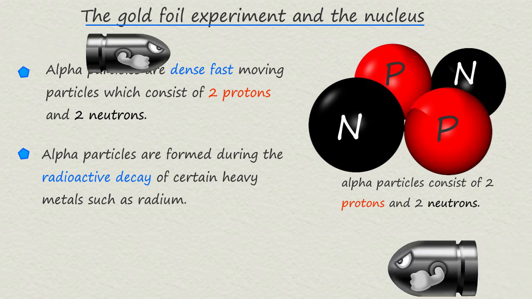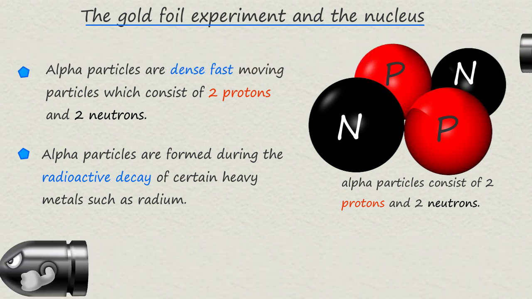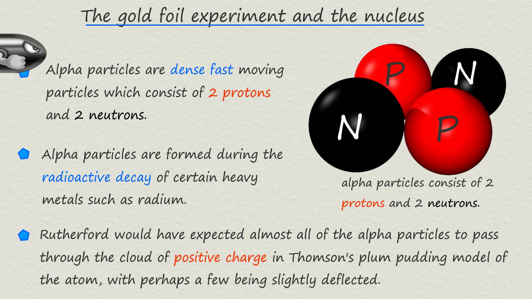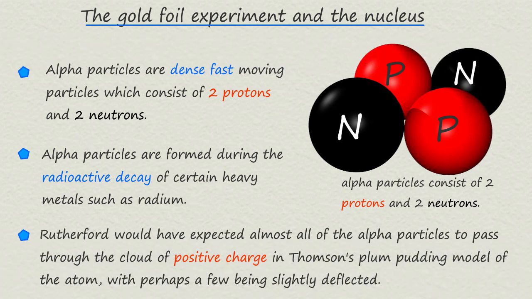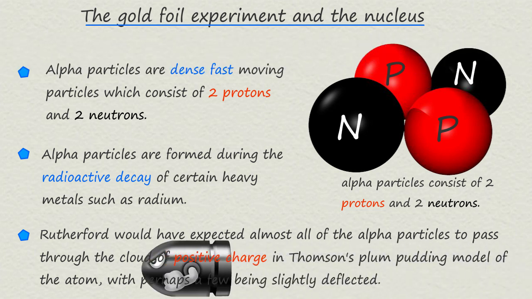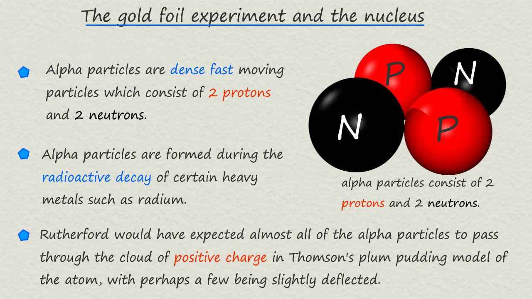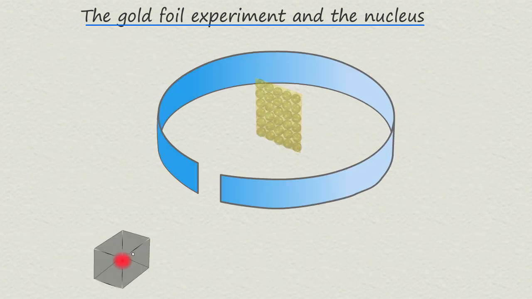You can actually think of them as very small bullets, and Rutherford would have expected most of them to blast their way through the cloud of positive charge in Thomson's plum pudding model of the atom, with perhaps a few being slightly deflected. A simple outline of the experiment carried out by Geiger, Marsden and Rutherford is shown.